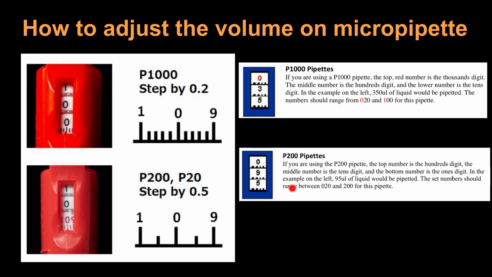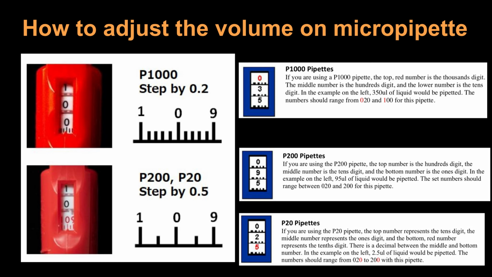The set numbers should range between 020 and 200 for this pipette, or between 20 and 200 microliters. Now, if we consider that this is the dial of P200, this is going to be hundreds, tens, and ones. So this is going to be 100 microliters, which is in the range of this micropipette, which is between 20 and 200 microliters. But what if our micropipette is going to be P20?